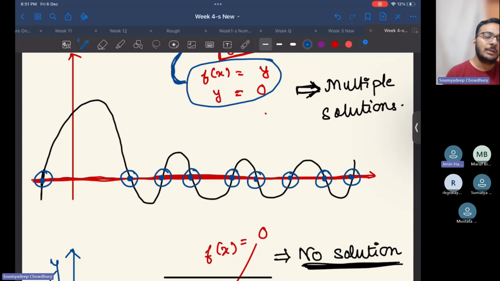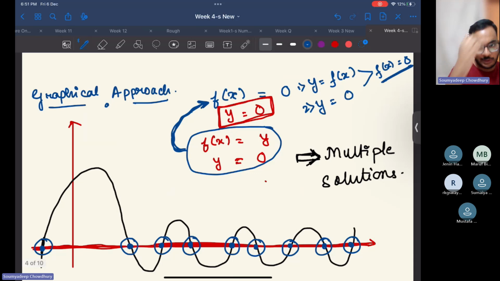We often say that the roots of an equation are the intersection points of the graph of that equation with the x-axis. So why do we say that? What is the rationale or the logic behind this? Okay. So this is the logic behind saying that the intersection points of a function with the x-axis give me the roots of the equation.